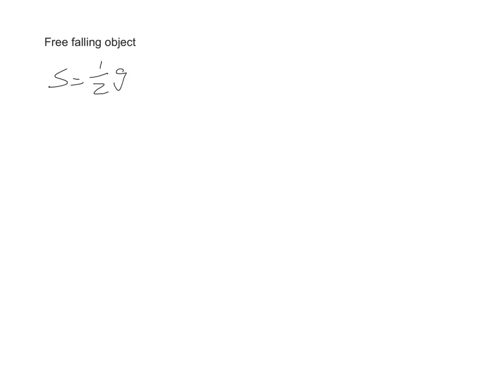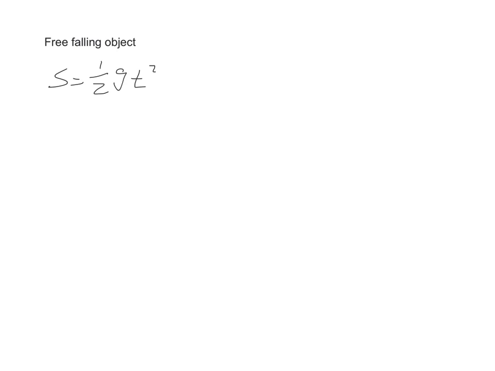Again, the distance that a body released from rest falls freely is proportional to the square of the amount of time that it has fallen. s is distance. g is the acceleration due to gravity, and you science people already know that. And t is time.